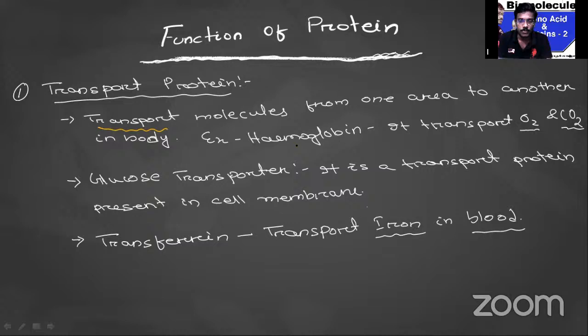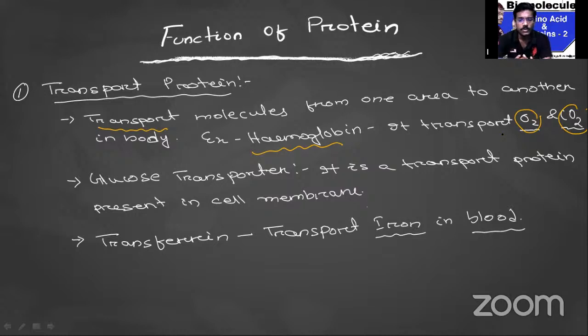And one example is hemoglobin, it transports oxygen and carbon dioxide. Hemoglobin will pick up the oxygen, and that oxygen will be transported to the different tissues. The hemoglobin transports the oxygen to the different tissues of the body. That is your transport molecule, that acts as a transport molecule in the human body.